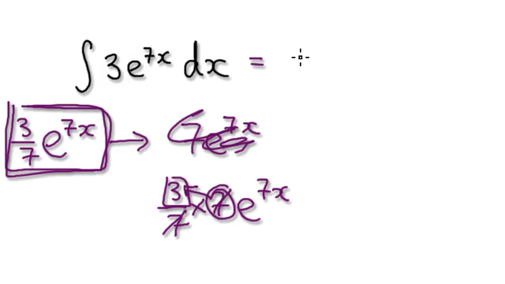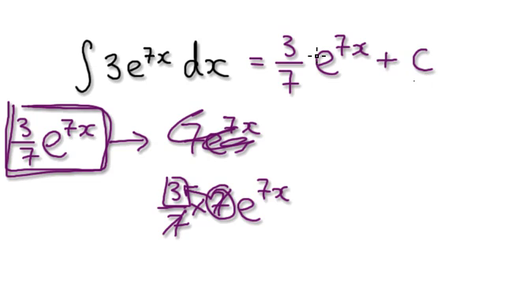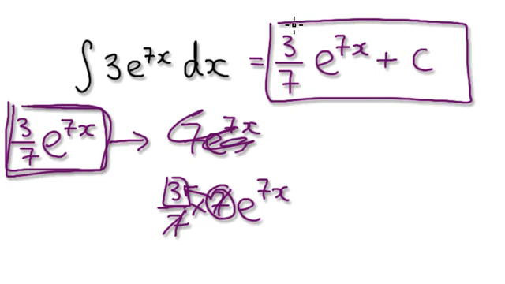Okay, so the answer here will be 3 over 7 e to the power of 7x here. And because we need to represent the whole collection of antiderivatives, we need to put plus c in here, because we need to represent the whole family of antiderivatives. Okay, so this here will be your final answer.